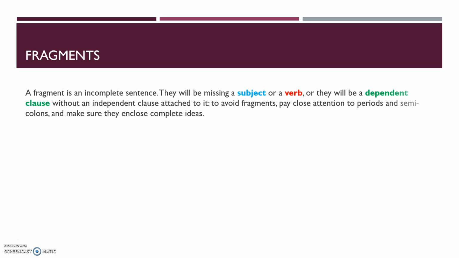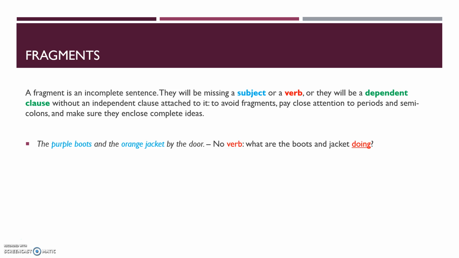Let's start with fragments. A fragment is an incomplete sentence. They will be missing either a subject or a verb, or they could be a dependent clause without an independent clause attached to it. I'll give you an example of what all those are in just a second, but to avoid fragments, pay close attention to periods and semicolons and make sure they enclose complete ideas. In other words, every sentence needs at least one subject and one verb. And if one part of your sentence is a dependent clause, you need to add an independent clause to it to make it complete. Here are some examples.